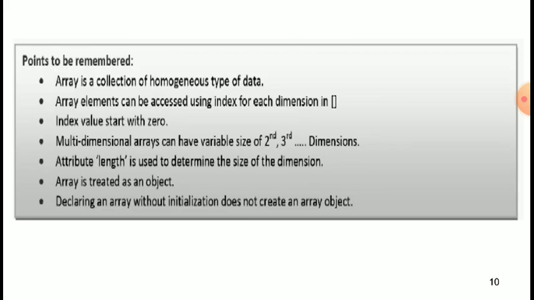Next points to be remembered: an array is a collection of homogeneous type of data. Array elements can be accessed using an index for each dimension in square brackets. Index values start with 0. A multi-dimension array can have variable sizes of the second, third and further dimensions. The attribute length is used to determine the size of dimensions. An array is treated as an object. Declaring an array without initialization does not create an array object.